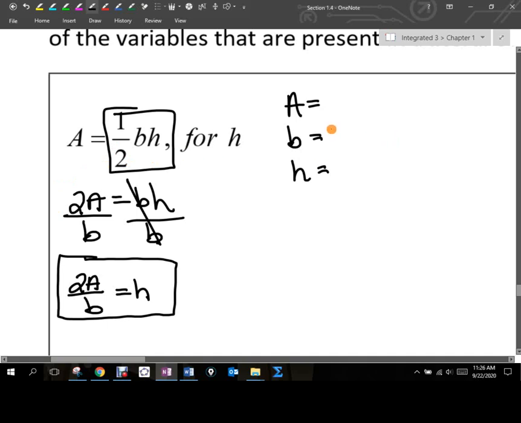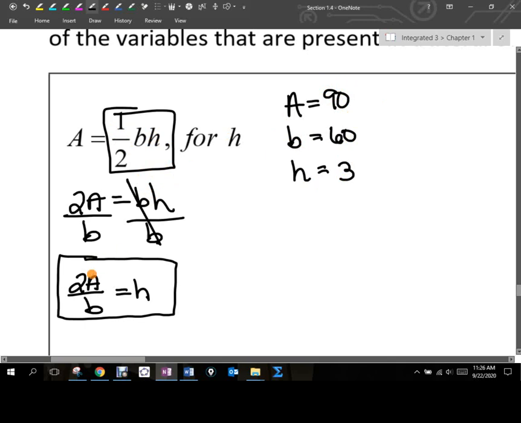All right, so B is 60. Give me a number. Let's go 3 for H. Okay. So what's 60 times 3? Well, 180. What's half of 180? 90, right? You see how when I chose these numbers, I'm able to figure out what that number is, right?